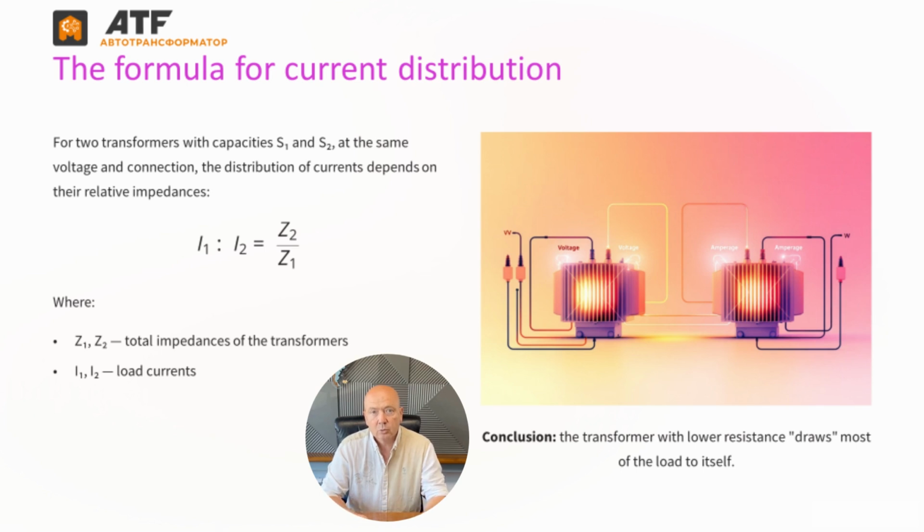Load distribution formula. When two transformers are connected in parallel under the same voltage, the share of current each one carries depends on its relative impedance. The rule is simple. The transformer with lower total impedance will draw more current. This includes both the winding resistance and the leakage reactance.